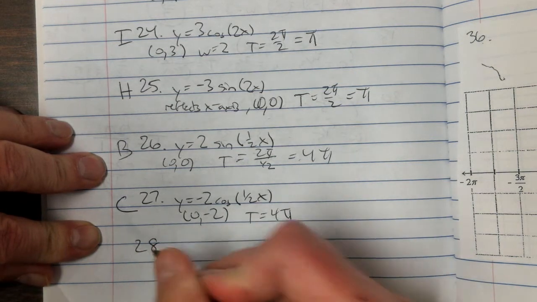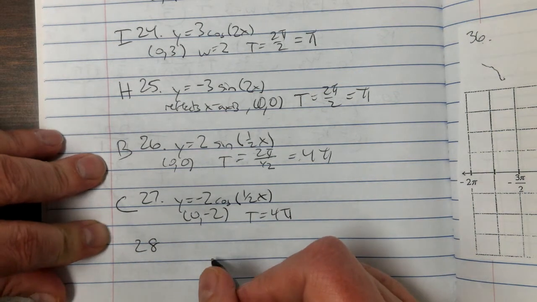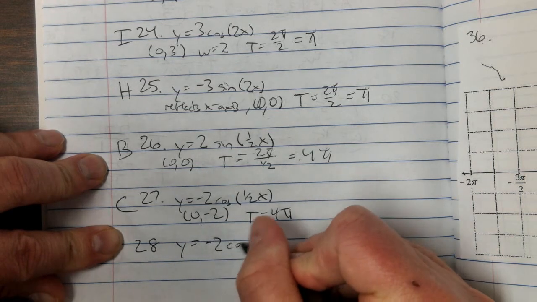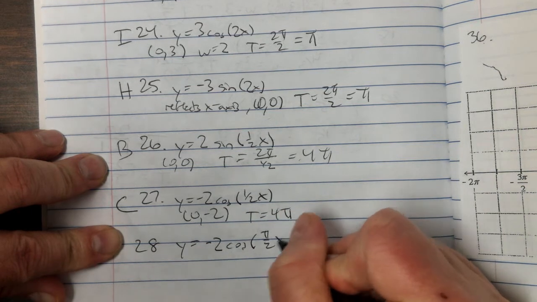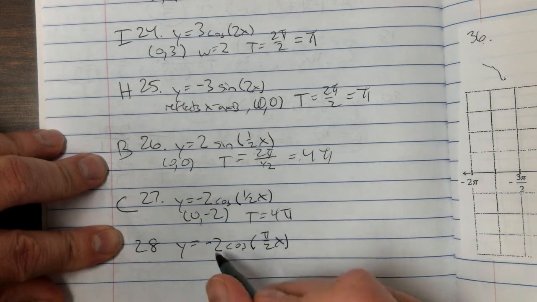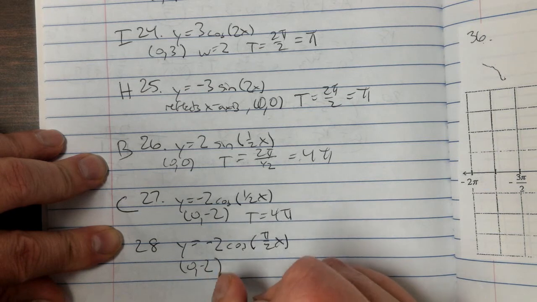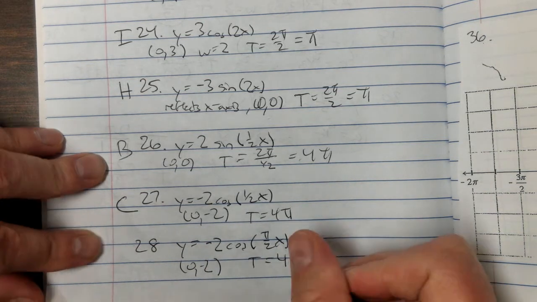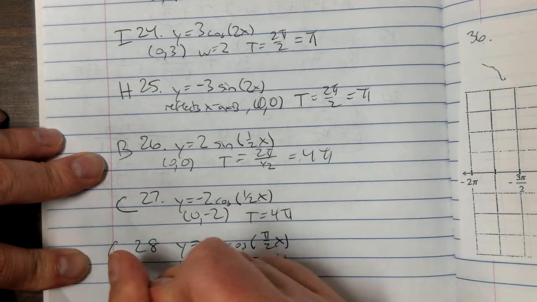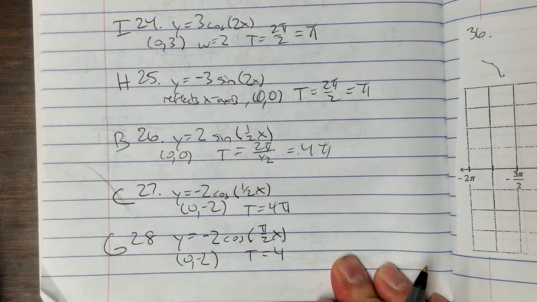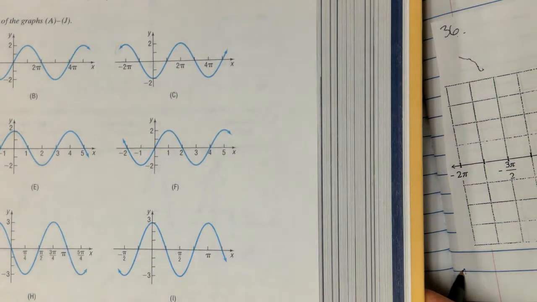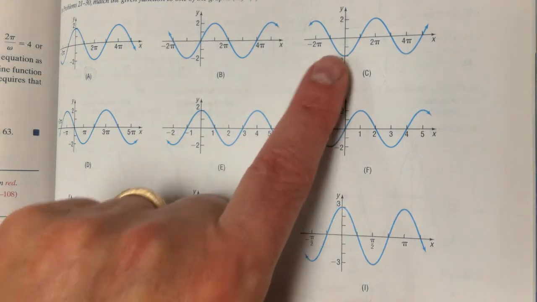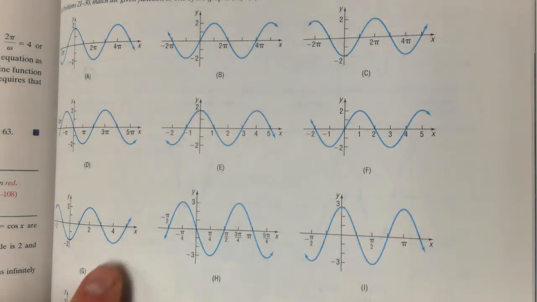Number 28. This one is y equal -2 cosine pi halves x. So again, going through 0, -2, but this time our period would have to be 4 instead of 4 pi. So that's the G graph. Compare the C graph to the G graph. They both start low at the origin, and this one has 4 pi, this one has 4.